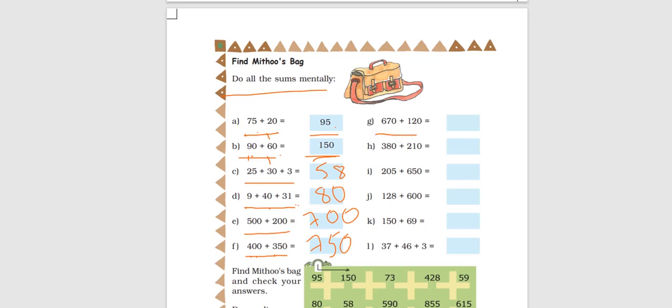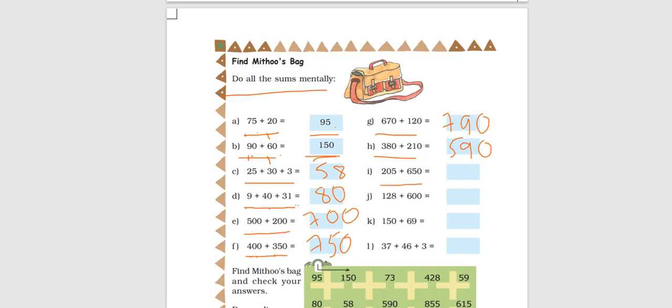670 plus 120. You have 0 ones in all, 0. 7 tens and 2 tens is 9 tens. 600s and 100s is 700s. 380 and 210. No ones again. 0 ones. 8 tens and 1 ten is 9 tens. 300s and 200s is 500s.